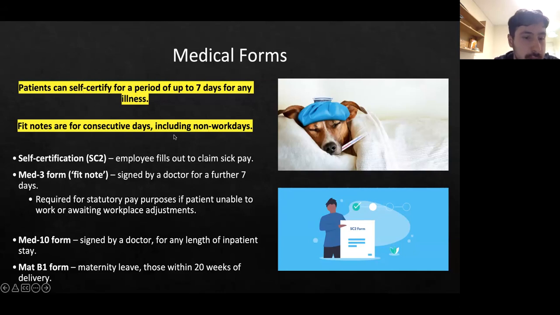So there are certain forms just to be aware of. A self-certification form: the employee themselves fill this out to get sick pay from the employer. A fit note, which is a Med 3 form, is signed by a doctor after the initial 7 days of self-certification to get 7 more days of sick leave. A Med 10 form is signed by a doctor, and this is for an inpatient stay, and this can be any length. And lastly, a MAT B1 form is maternity leave within 20 weeks of delivery. So just be aware of this, just memorize this and get the answer right in your SBAs. It's a good, easy mark to get.